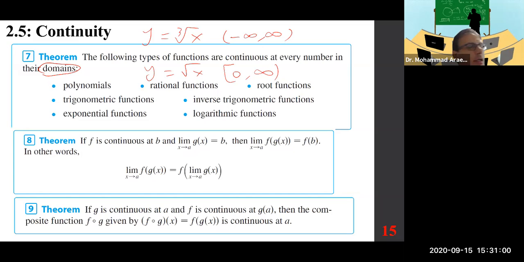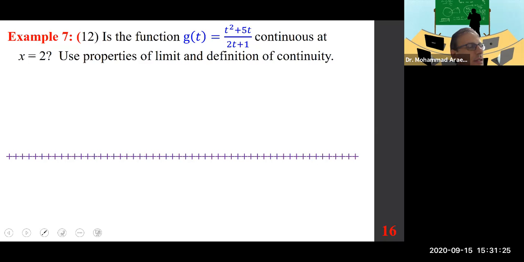Any algebraic function, any composite function will do the same for us. So if you have a composite function, f of g of x, because of this continuity, basically we do the plug-in. Is this function continuous? That's what we want to look at, class. All right, let's see what we get.